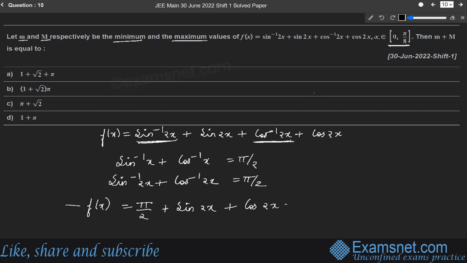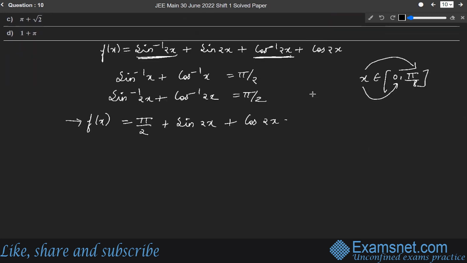Okay, so this is the simplified form of this function. Now what we have to do is just substitute the values, where x belongs to [0, pi by 8]. As we know, at x equal to 0 the function attains the minimum value, which is small m, and at x equal to pi by 8 the function attains the maximum value, capital M. So let us substitute both of these values.